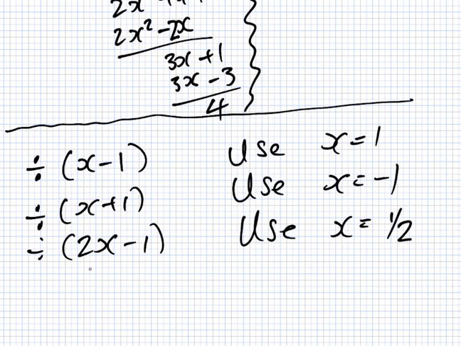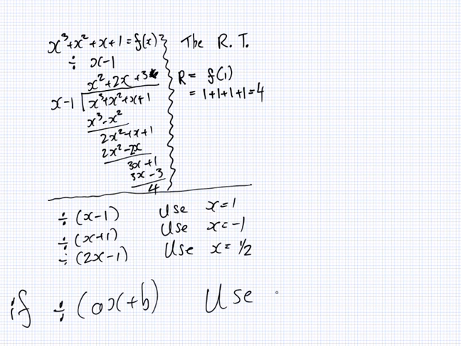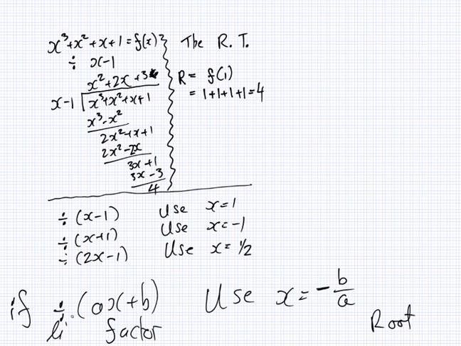Can I scroll down? You need to see up here, is it? So just to be clear, if you want to divide by ax plus b, that means you need to use x equals minus b over a. And this is often called the factor, although it's only a factor if the remainder is 0, really. And this is like the root, but it's only a root if it crosses the x-axis. So I'll just say this is like a factor, or it could be a factor, and this is like a root, it could be a root.